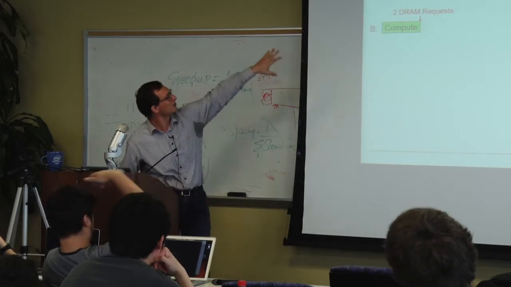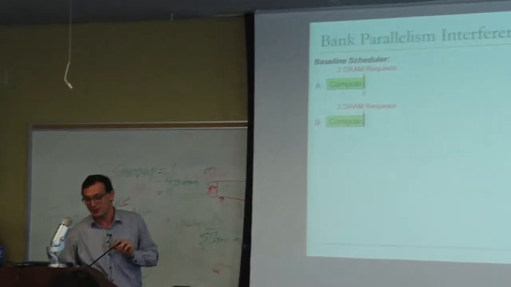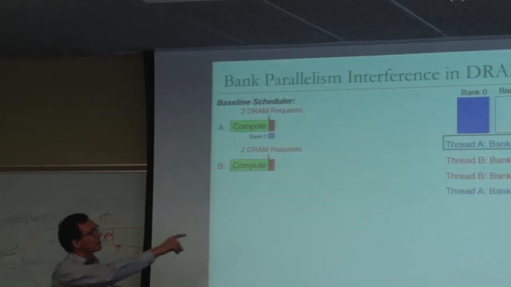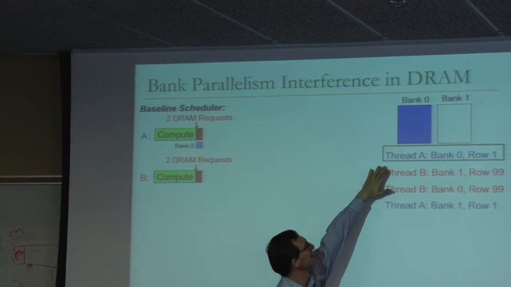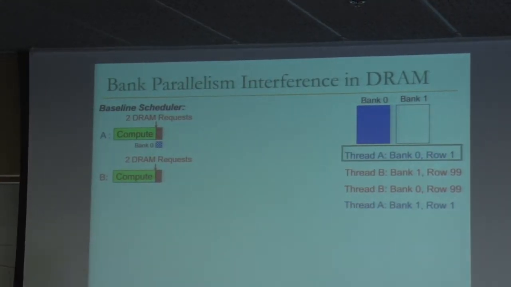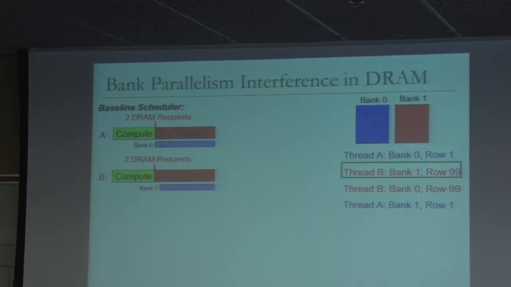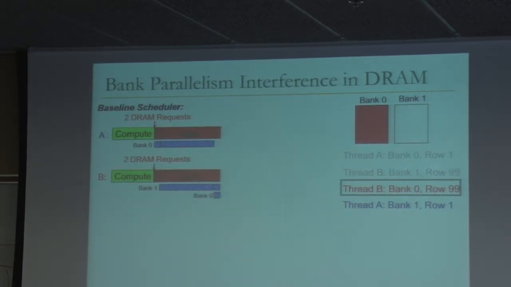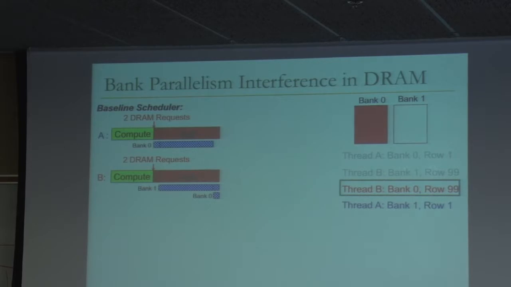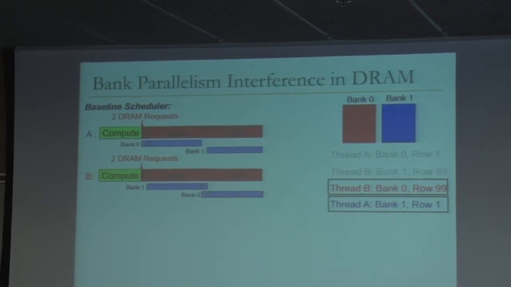Basically, you have two threads, A and B, sharing the DRAM, and you have two banks. Assume that these are the requests that go to different banks. If your scheduler services the requests in their arrival order, it can take thread A's request to bank 0 first, and then thread B's request to bank 1 next, serving them in parallel in the banks. Once thread A's request to bank 0 is done, it can schedule thread B's request to bank 0. Then once thread B's request to bank 1 is done, it can schedule thread A's request to bank 1, and then service these requests in parallel again in the banks.